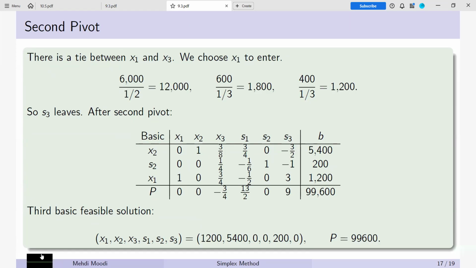In this Tableau, there is a tie for the most negative bottom row entry. That means we can choose either x1 or x3 to enter. Here we choose x1. Then the ratio test tells us that s3 leaves. Ties in Simplex are allowed, so the method is strict, but not rude.